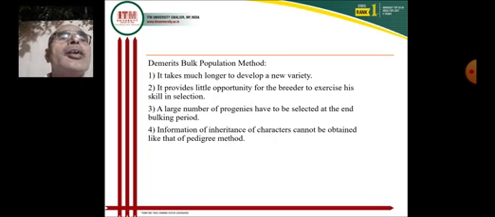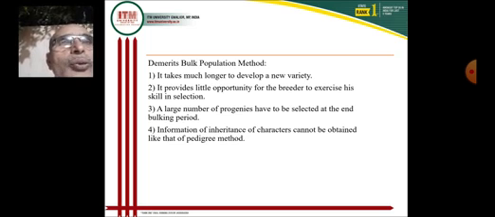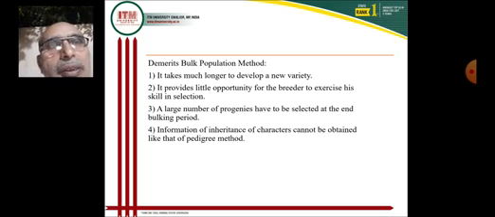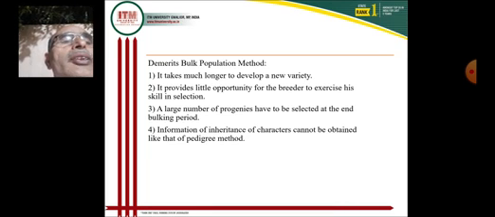Demerits of bulk population method. It takes much longer to develop a new variety. As we know, up to 6 generations no selection is carried out. But after 6 generations the desirable individuals are selected, and in the next generation individual plant progenies are grown, so progeny test is carried out, and after progeny test the yield trial at the station and at several locations is carried out.